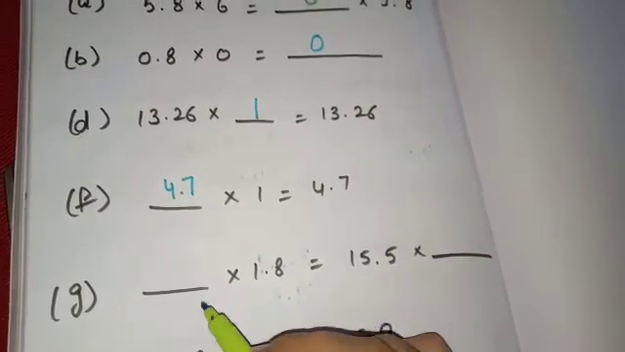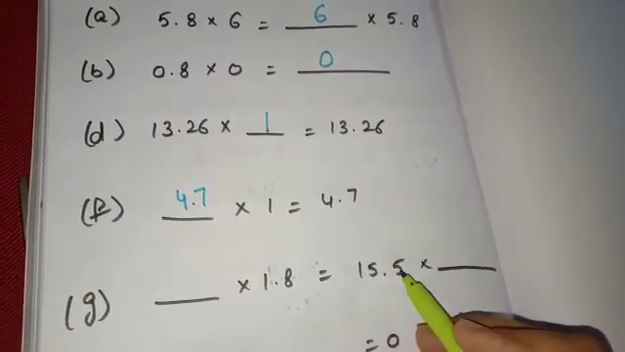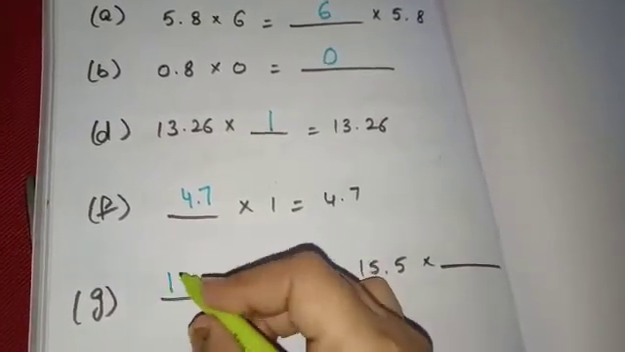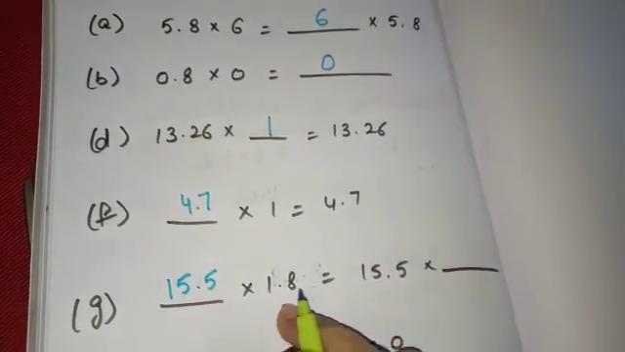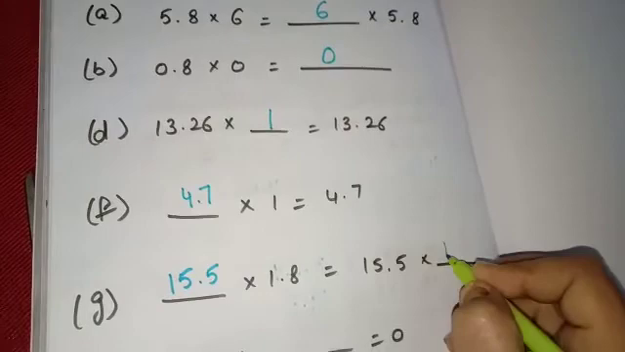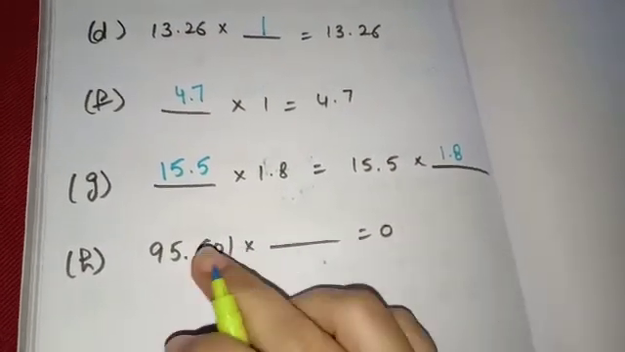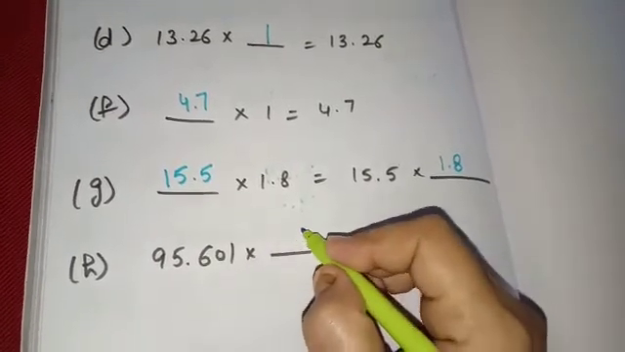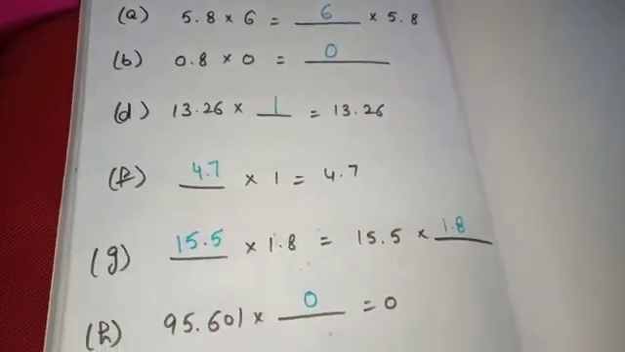G part is, we have blank on both the sides. Here 15.5 is coming and here is missing. So this number will come to left hand side and the number which is already at this side will go to that side. This is 1.8. In the same way, 95.601 multiplied by what number to get the answer 0? It will be multiplied by 0. Okay. The remaining questions of this worksheet you will do on your own.